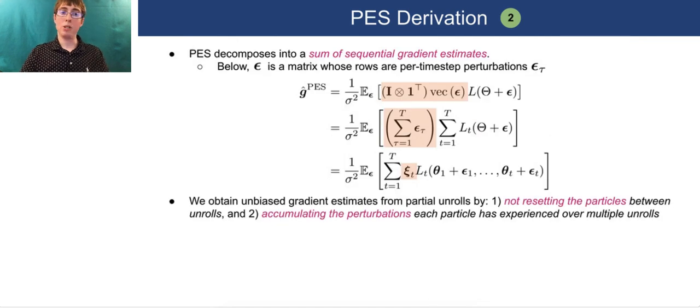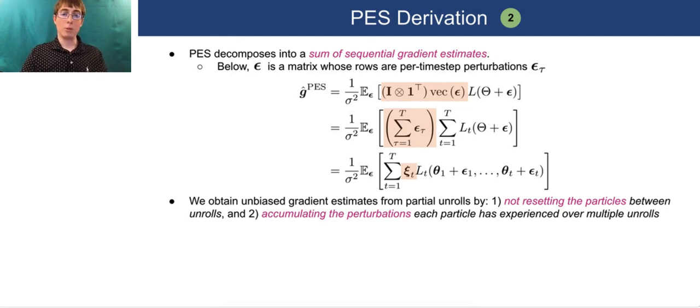Next, we'll see how PES decomposes into a sum of sequential gradient estimates. So here, bold epsilon is a matrix whose rows are the per time step perturbations. So bold epsilon has the same shape as the capital theta matrix. So first, we'll push the Kronecker term into the expectation. And then we note that the product of this Kronecker term and the vectorized matrix of perturbations is equal to the sum of the perturbations over time. We can further push this sum of perturbations over time into the inner sum over the LTs in order to obtain a sum of sequential gradient estimates using this psi sub t term, which we define to be the sum of the perturbations from step 1 to step small t.